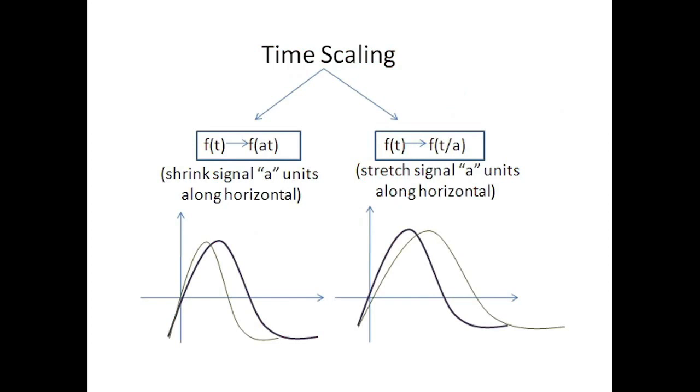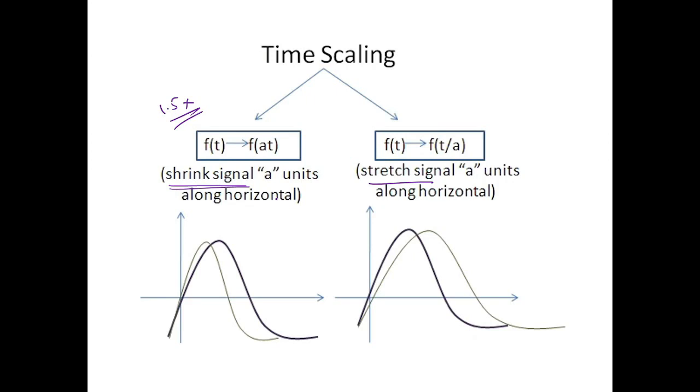Now time scaling: f of t equals f of at. If f of t is transformed to f of t by a, it is called stretching, and f of at is called shrinking. The most common example is in any video where we can set the speed as 1.5x. The video will be completed within a short span of time, so the signal is shrinking.